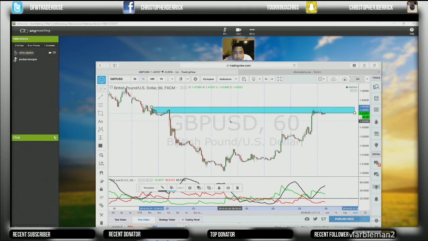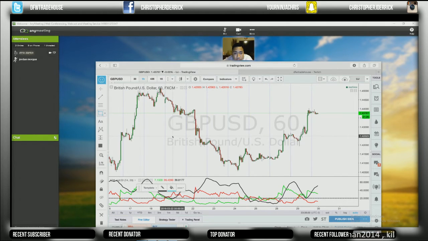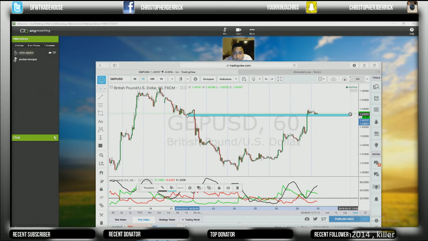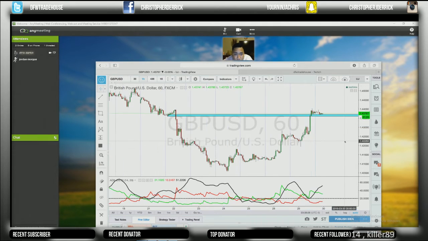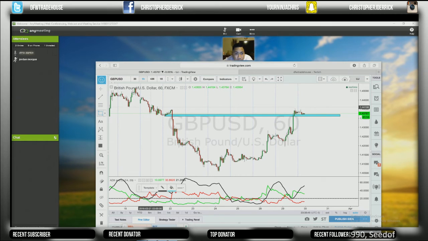Now, if it comes down, you look to the left and see if there's any other zone. There's a little tiny zone right here where market reversed. If it comes down at 1 or 2 o'clock and it bounces twice and makes a retest, there you go. So you have two options.